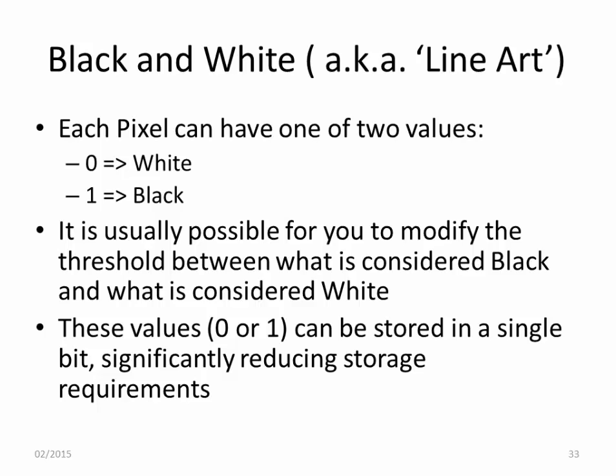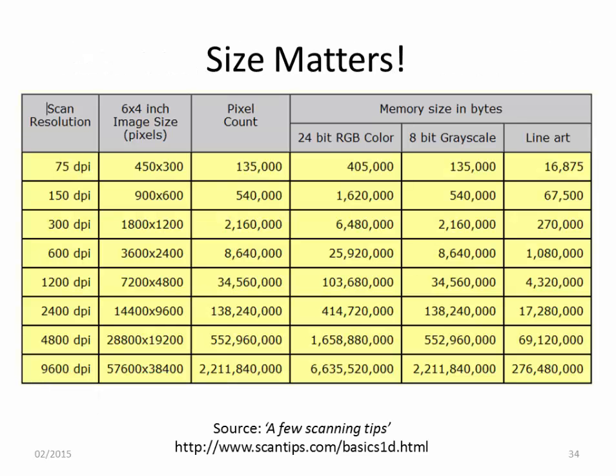Now, why all the fuss? Why did they go through all the trouble of doing this? Well, this chart tries to illustrate that fact. It's showing you some different dots per inch densities, starting with 75 dots per inch and going all the way up to 9600. The last 3 columns on the right show you how large the files would be using line art, grayscale, and the 24-bit RGB that we talked about.